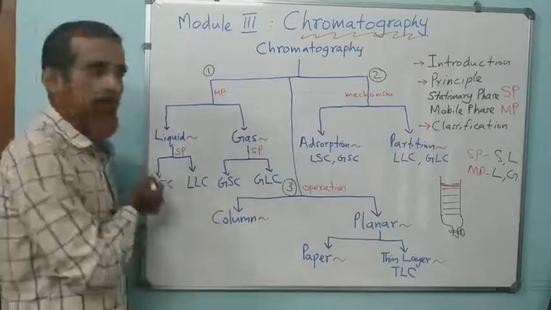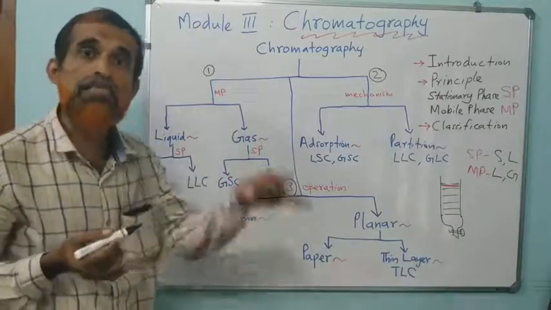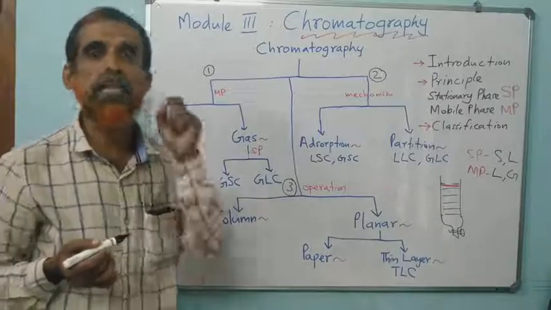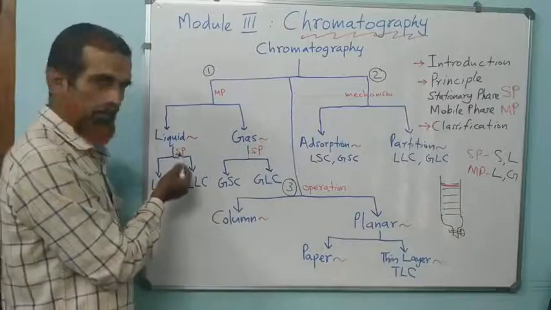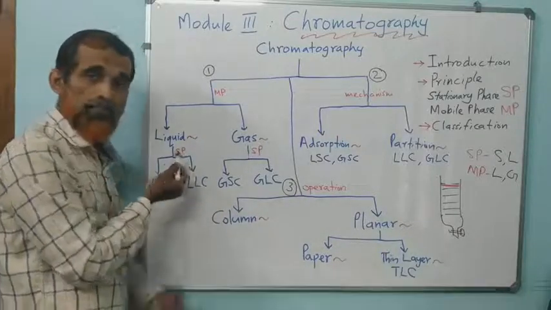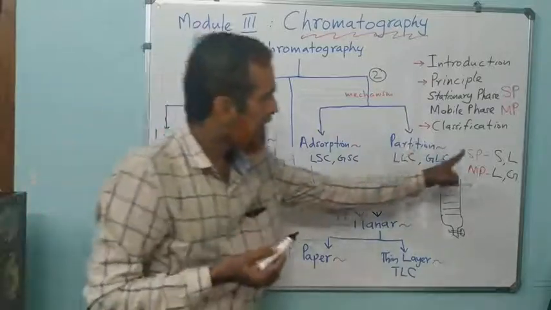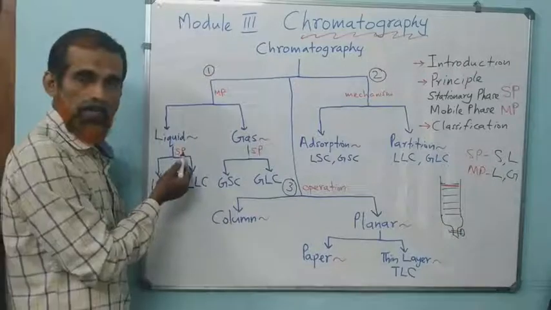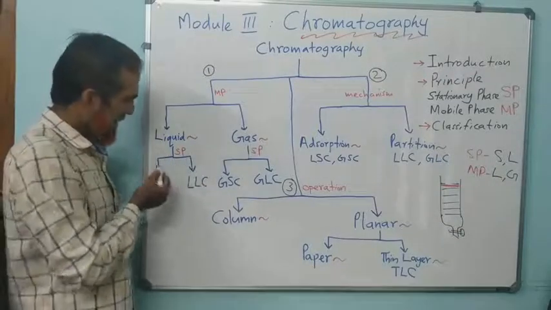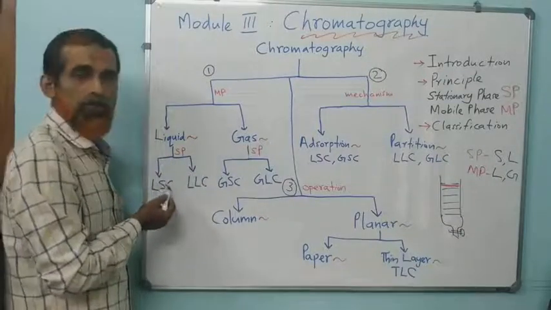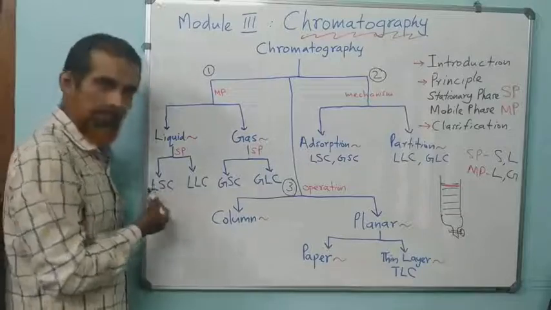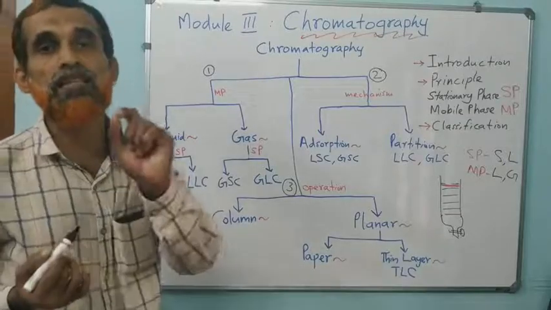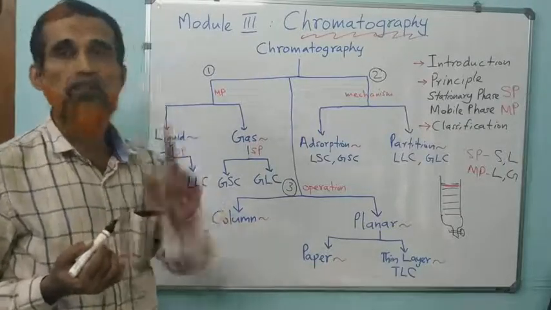Now this is again divided based on the type of stationary phase used, which can be either solid or liquid held on solid. So naturally there are two types, that is liquid solid chromatography. See, when we write the abbreviations of chromatography, we write the mobile phase first.